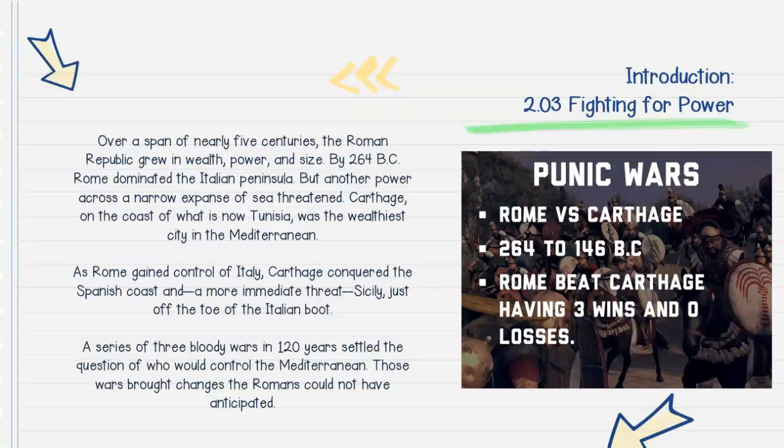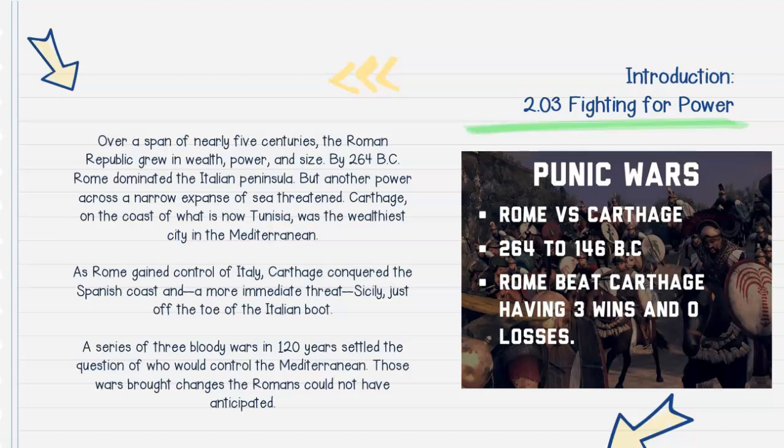Introduction 2.03, Fighting for Power. Over a span of nearly 5 centuries, the Roman Republic grew in wealth, power, and size. By 264 BC, Rome dominated the Italian peninsula. But another power across a narrow expanse of sea threatened. Carthage, on the coast of what is now Tunisia, was the wealthiest city in the Mediterranean.